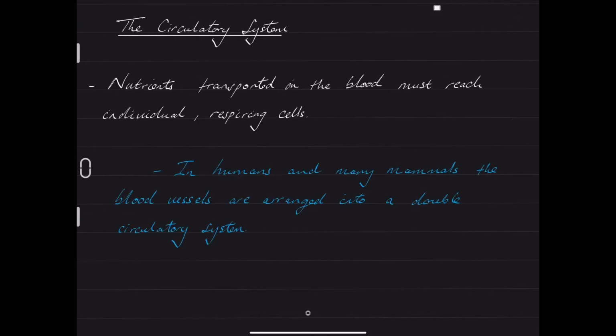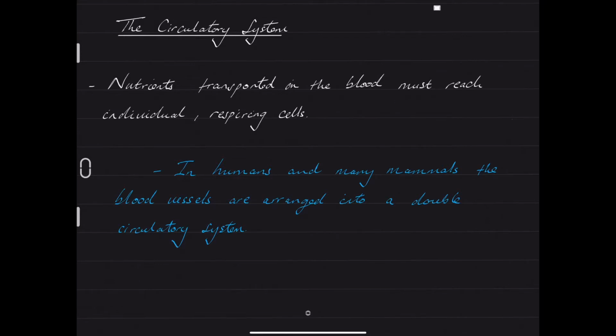As we said, in humans and many mammals, the blood vessels are arranged into a double circulatory system. So can you just take these 2 points down first, just as our introduction into blood vessels. First point, nutrients transported in the blood must reach individual respiring cells. In humans and many mammals, the blood vessels are arranged into a double circulatory system. And we're going to look in a moment at this double circulatory system. I'm going to show you an image for that, but can you just take down these 2 points?